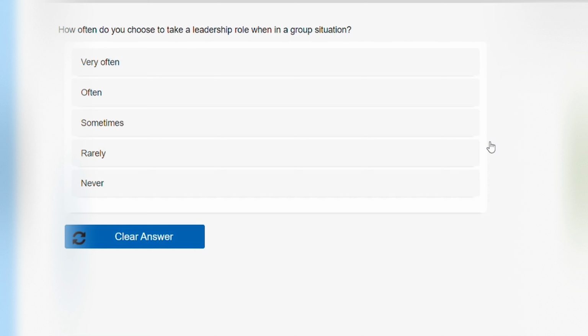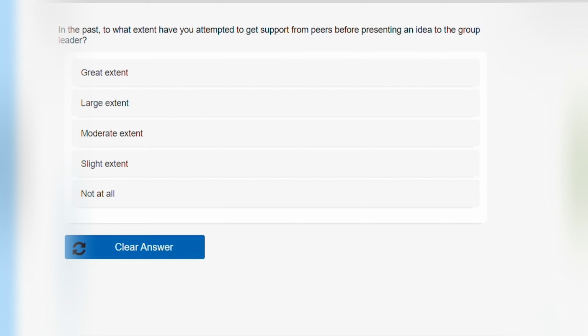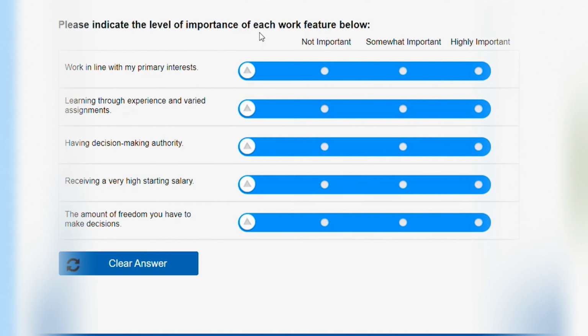How often do you choose to take a leadership role when in a group situation? Here I would not go for the extreme and say often, because there are certainly times when you should not be taking a leadership position and you should be a follower. So you should know how to follow as much as you know how to lead. In the past, to what extent have you attempted to get support from peers before presenting an idea to the group leader? Large extent.